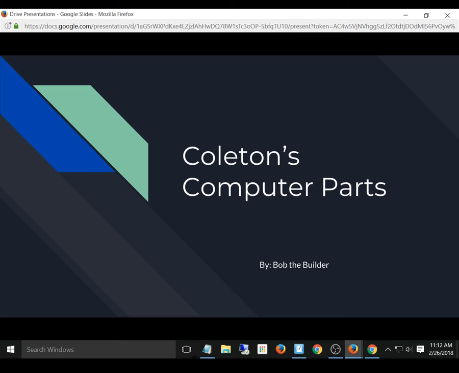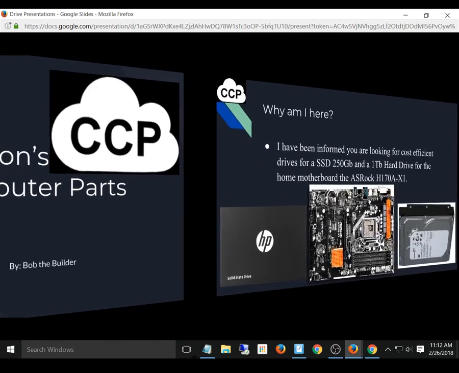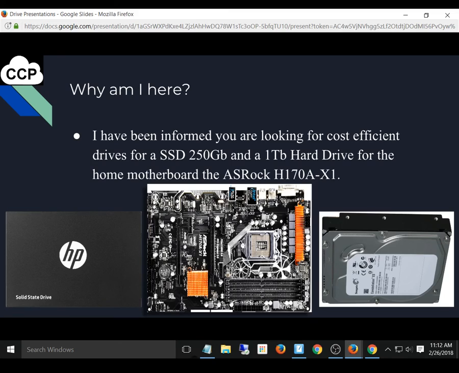I'm here today as Bob the Builder from Colton's Computer Parts. We're a distribution company for hard drives. And I've been informed you are looking for a cost-efficient 250 gigabyte SSD and a 1 terabyte hard drive for the home motherboard, the ASRock H178X1.